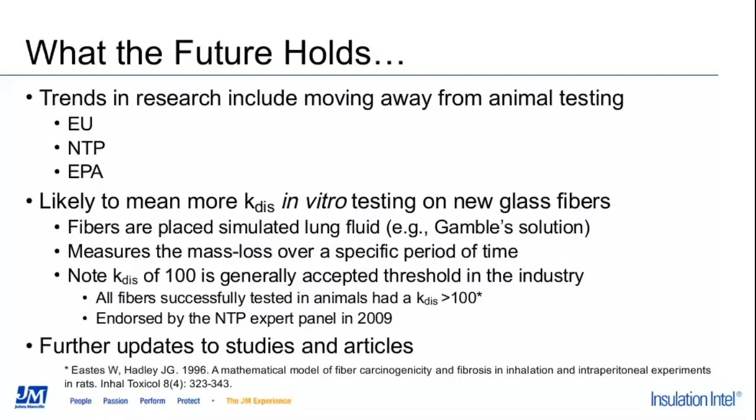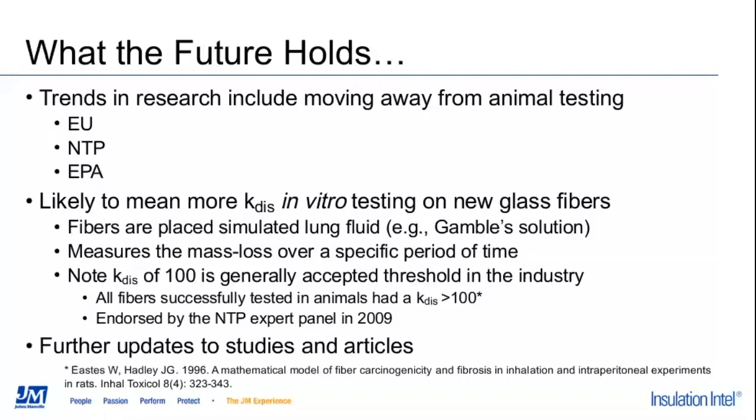And we have actually a fairly good body of data showing that there is a demarcation around K-DIS of 100, and that has become kind of an accepted threshold in the industry. The higher the K-DIS, the more soluble the fiber is, the quicker it disappears from the lung. Conversely, the lower the K-DIS, the more durable it is, the slower it disappears from the lung.